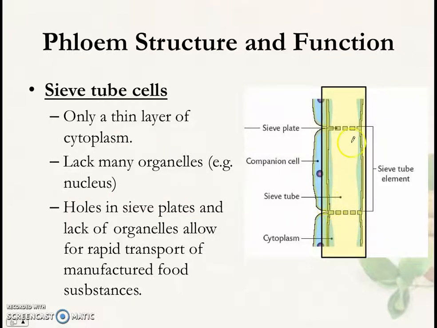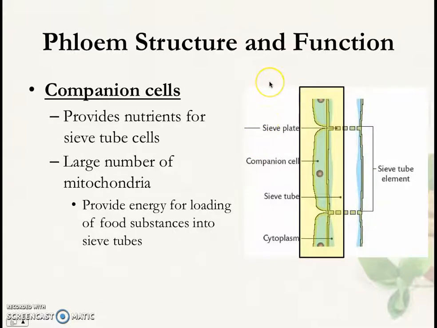However, there is a problem for the sieve tube cell, and the problem is, how can it survive? I mean, it is still alive. It's important to note that the sieve tube cell is alive. It is not like the xylem. The xylem cell is dead. But in the phloem, the sieve tube cells are alive. So how can it survive if it doesn't have a nucleus and if it doesn't have so many organelles? That's where the companion cells come in.